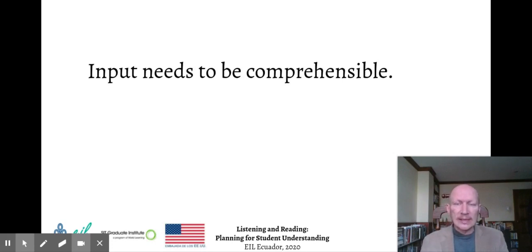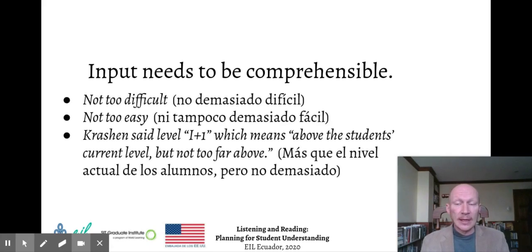So, one of the first ideas that I want you to take out of this video is that to make it worthwhile, input needs to be comprehensible. It should not be too difficult, but equally it should not be too easy. If it's so difficult that students can't understand it, then there's no benefit. If it is so easy that they understand material easily the first time they see it, then it's not an area for growth. Krashen described this level in his early work as level I+1, which simply means above the student's current level, but not too far above.